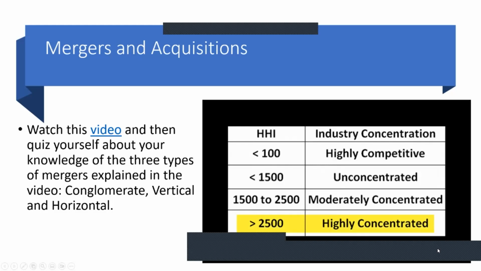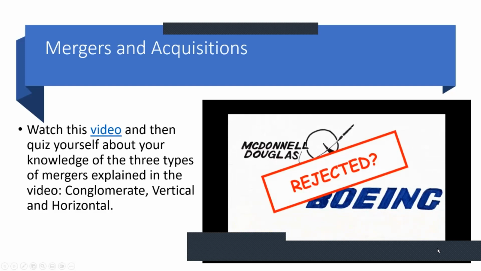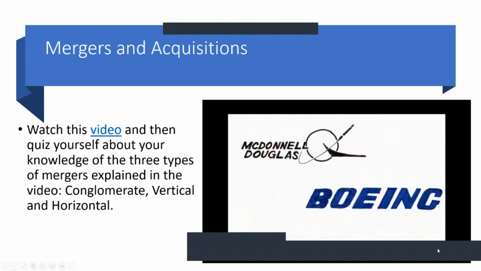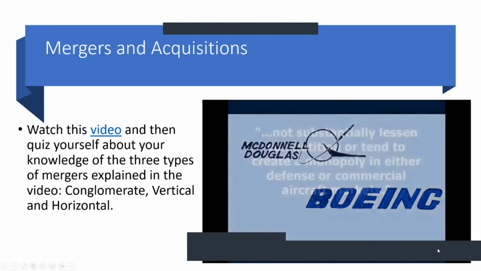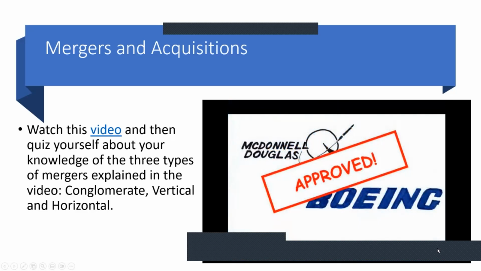For example, in 1997, McDonnell Douglas and Boeing merged. You would think that, being the 2 largest aerospace companies in the U.S., such a merger would be rejected. But the companies argued that the applicable market was global, not just domestic, so that foreign companies constituted part of the market in question. Thus, the Federal Trade Commission said that Boeing's acquisition of McDonnell Douglas would not substantially lessen competition or tend to create a monopoly in either defense or commercial aircraft markets, and the merger passed the industry concentration hurdle.